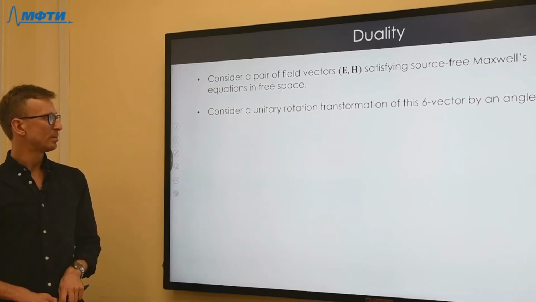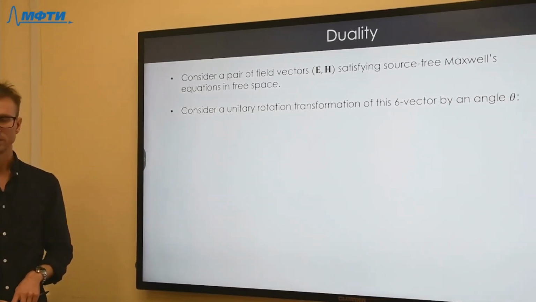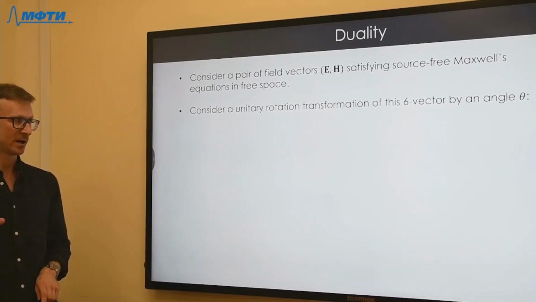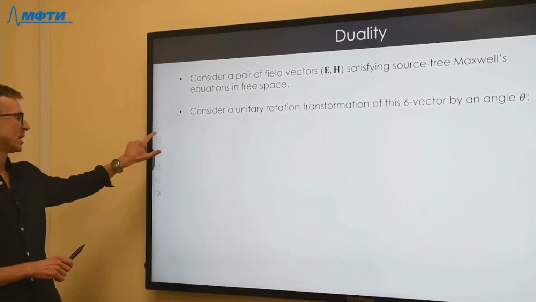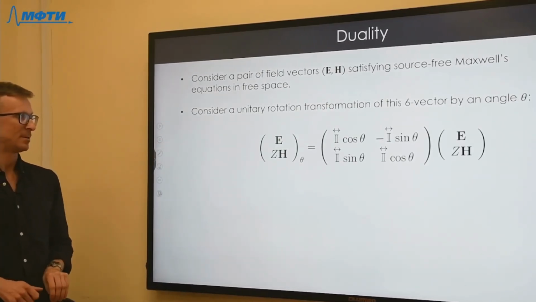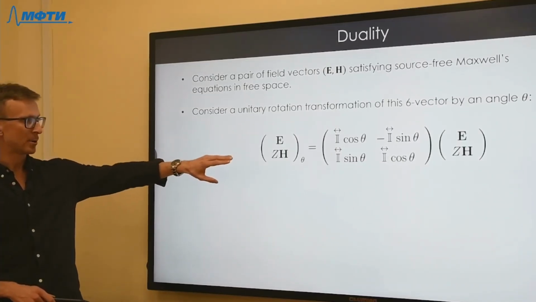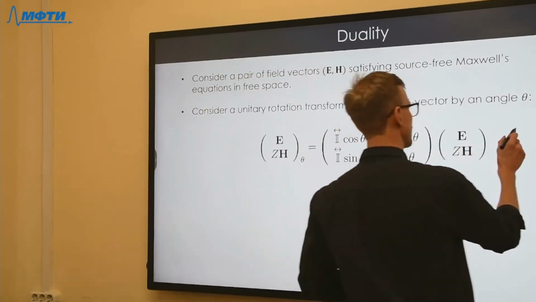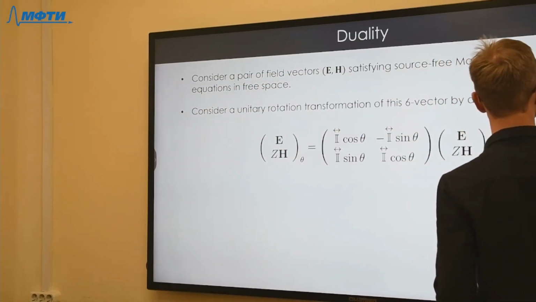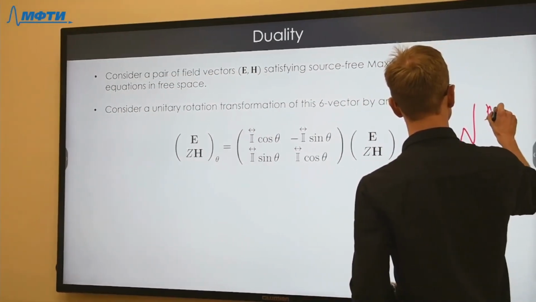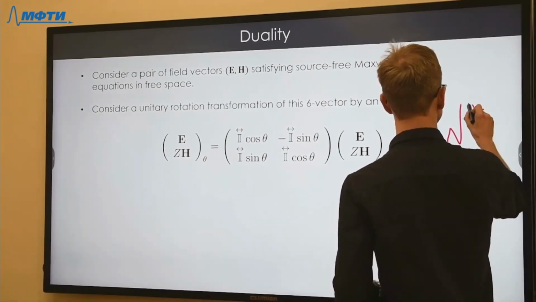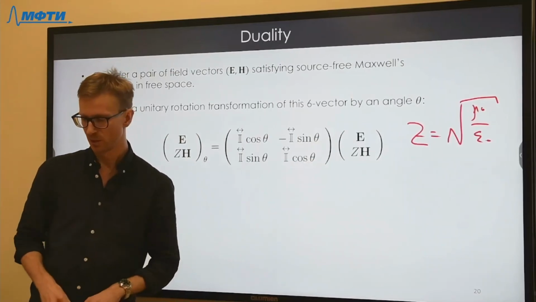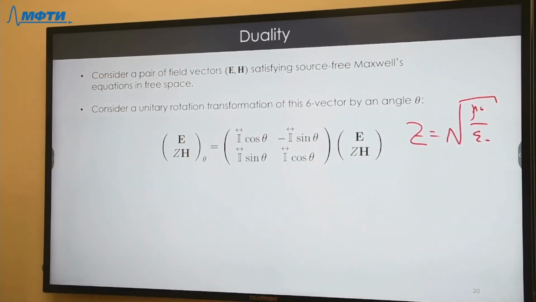And I want to make the following transformation to this pair of vectors. I want to rotate them by an angle theta in the following way. So what do I mean by rotation of these vectors? I mean this. I'm going to multiply H by the vacuum impedance, and by the way, vacuum impedance is square root of mu over epsilon, so that these two things have the same dimension.